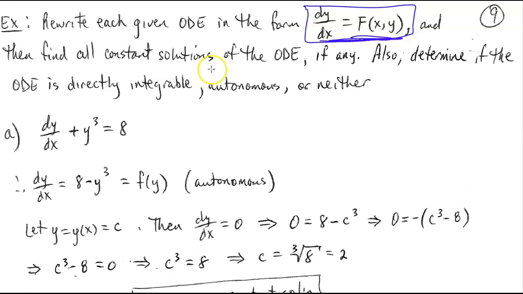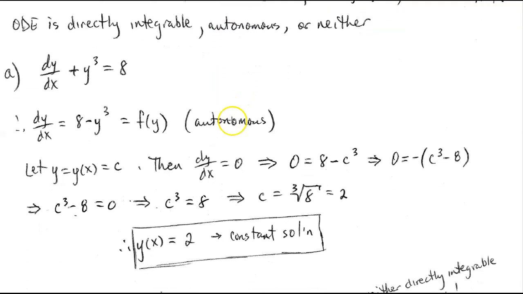Okay. Now, with this first example here, to make this dy over dx equals something, we see that we can just subtract y cubed from both sides. In this particular case, we see that this is just going to be a function of y. So one of the first things that we want to do here is, since it is autonomous, one of the things that we know is that, hey, this thing has a potential of having a constant solution as one of the solutions for this differential equation.